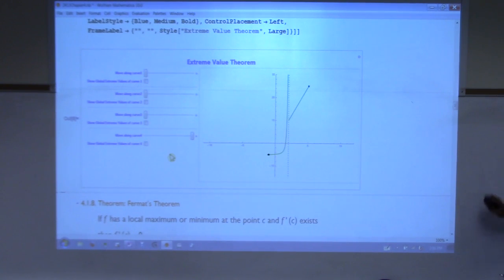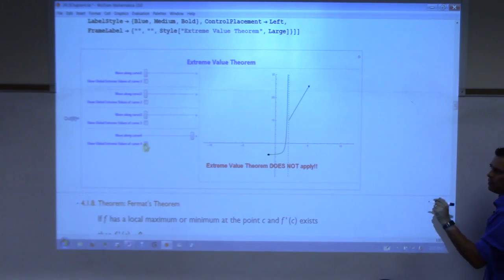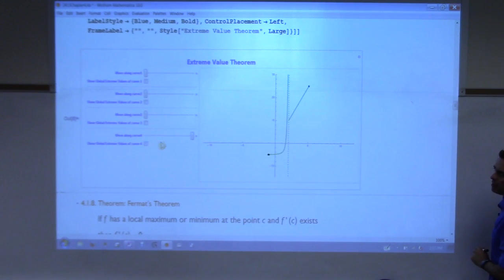How about that one? It's not continuous. I don't have to have an absolute max and absolute min, right? Extreme value theorem does not apply. So if you have a break in the graph, the deal is off, okay? But if you can draw without picking up your pencil, then I guarantee it's going to happen.